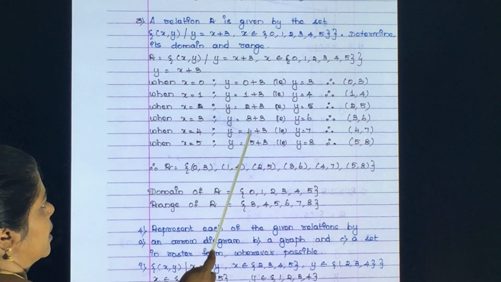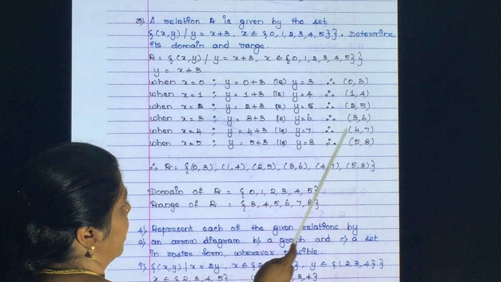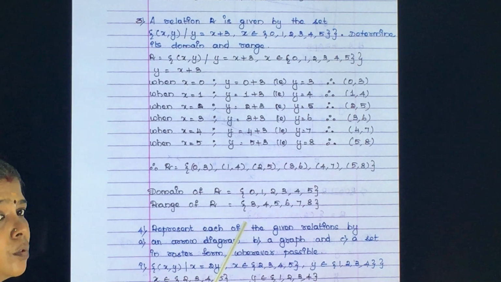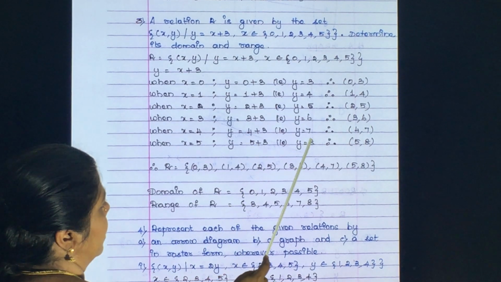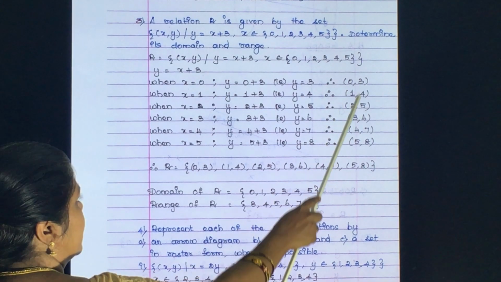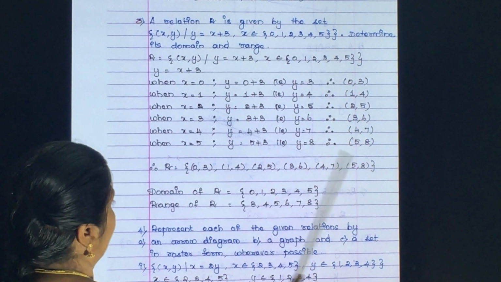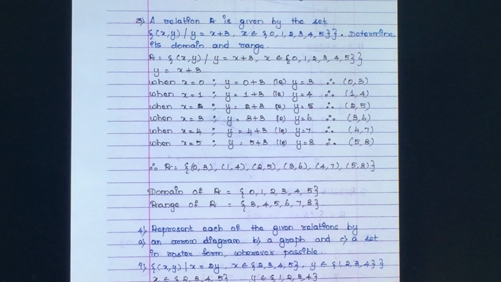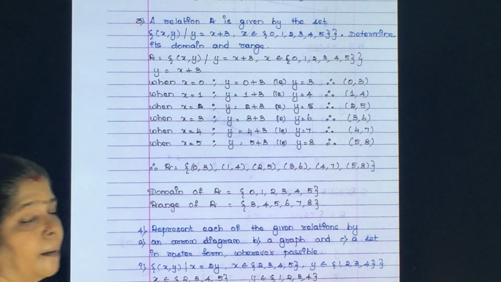Substitute 4, it is 4 plus 3, which is 7. It is 4, 7. When you substitute 5, it is 5 plus 3. The answer is 8. So 5, 8. So all these put together within the set bracket becomes the relation. Have you understood? Yes. Now we have written the relation.